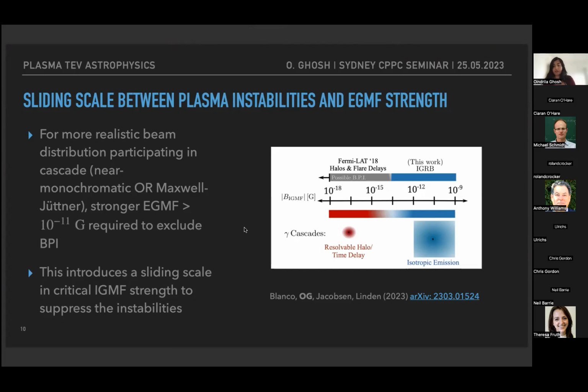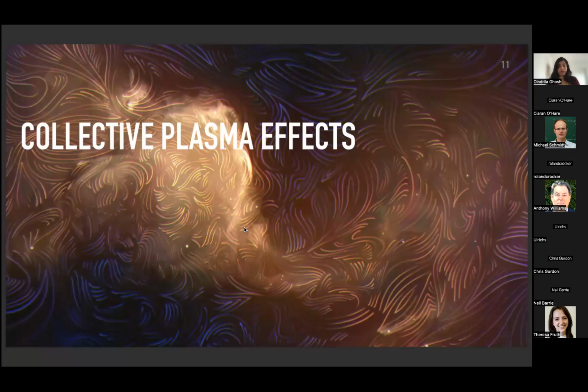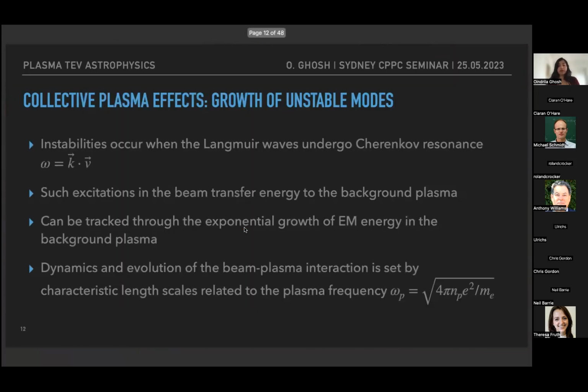All right, so moving on to the second part of this talk, which talks about plasma instabilities. So what are these plasma instabilities whose efficiency we are considering in determining the energy loss from the beam into the background plasma?